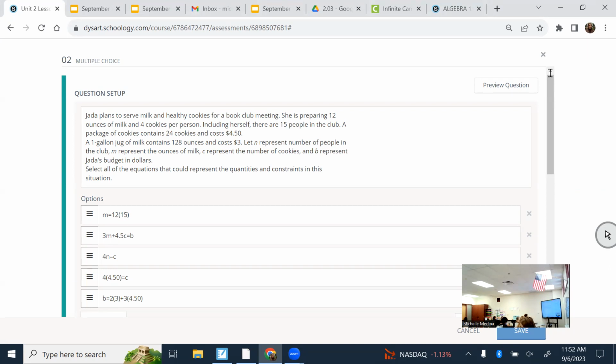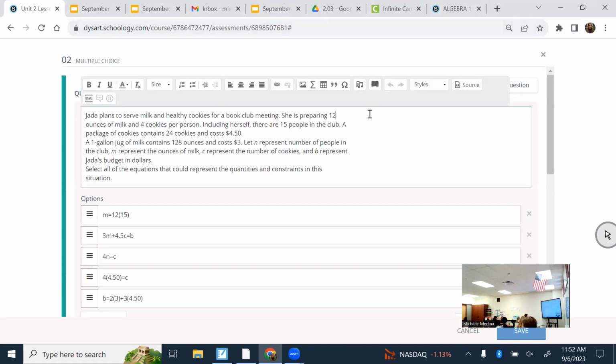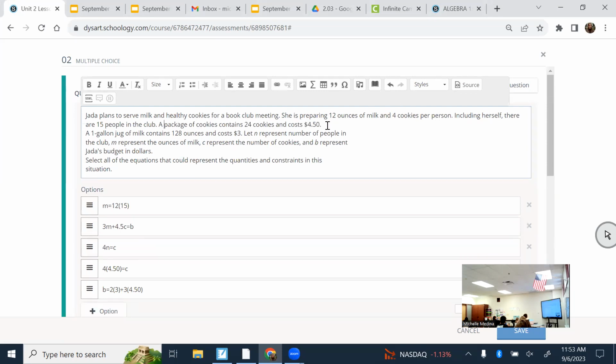So Jada plans to serve milk and healthy cookies for a book club meeting. She's preparing 12 ounces of milk and 4 cookies per person, including herself. There are 50 people in the club. A package of cookies contains 24 cookies and costs $4.50. A 1-gallon jug of milk contains 128 ounces and costs $3.